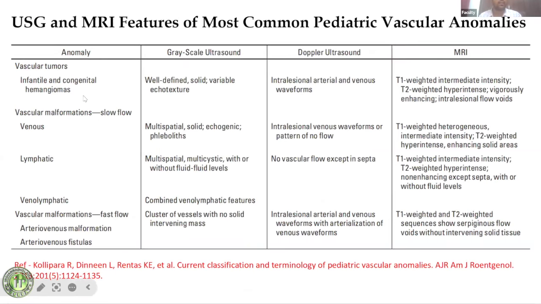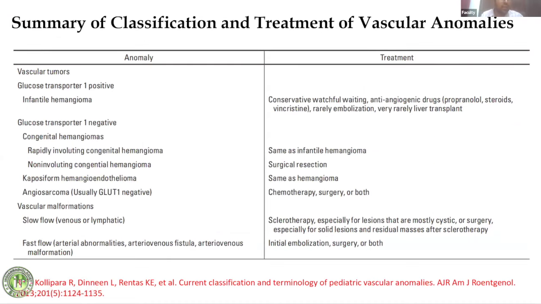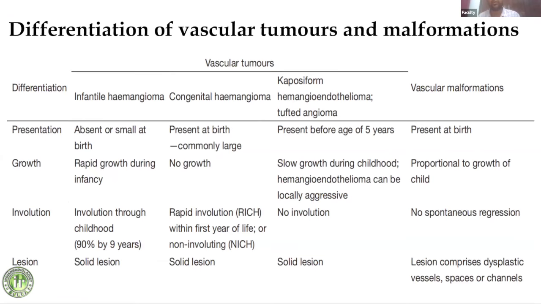So these are the patterns of the grayscale ultrasound and the Doppler parameters. And once you get a vascular lesion, you always have to look for whether it is a vascular malformation or a vascular tumor. So the vascular malformations will not present with a soft tissue lesion on the ultrasound.